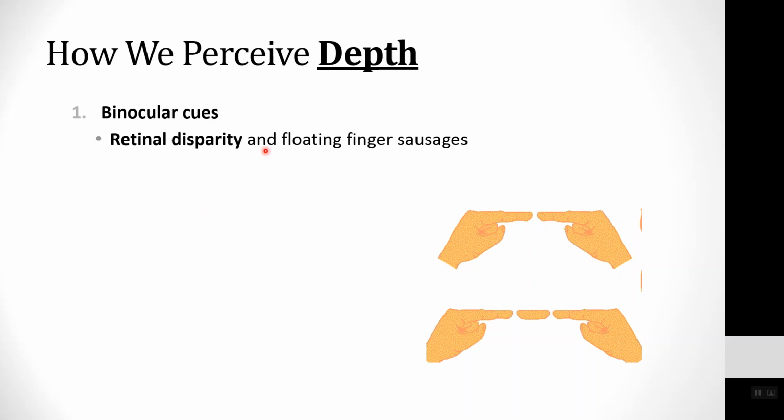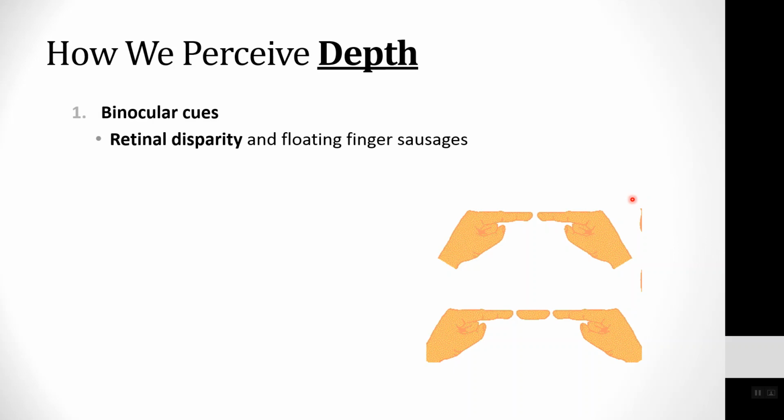Okay, so I want you to try something. I want you to try the floating finger sausages task. Your book talks about it, but I really want you to actually give this a shot so you can really understand what's happening. Like this image here, point your index fingers towards each other and hold them away from your face. Hold the fingers themselves about a half inch apart, like this. Leave a little gap there. And then hold them right in front of your nose.